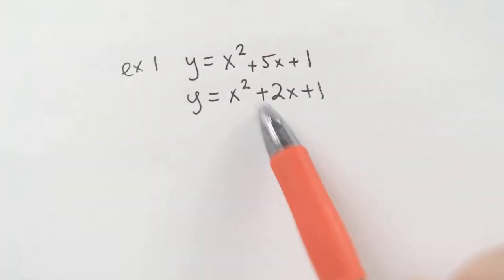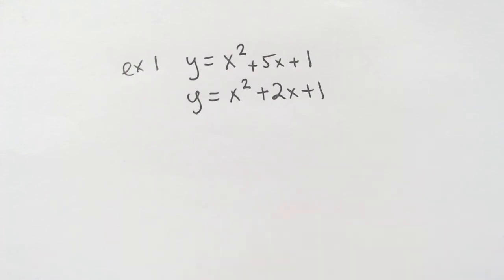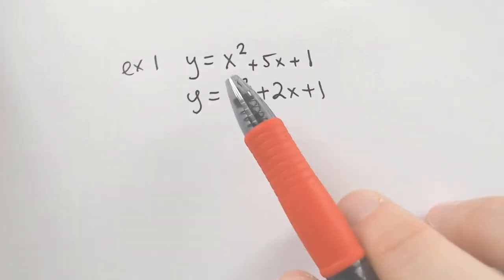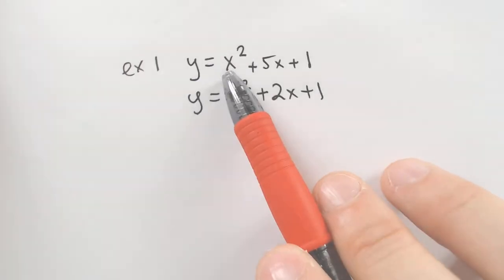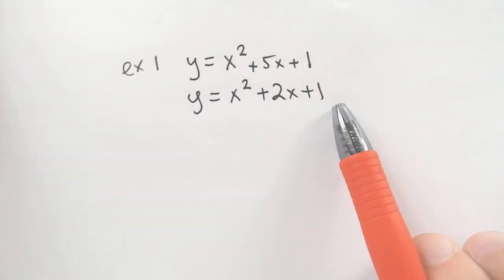Today we're going to be solving some quadratic systems of equations. So I got three examples for you. The first one is one of the easier ones, even though it looks a lot harder. It's a y equals x squared with a bunch of stuff and a y equals x squared with a bunch of stuff.